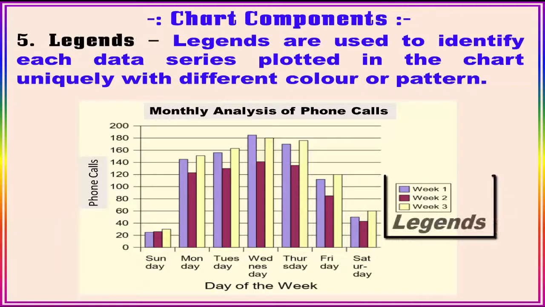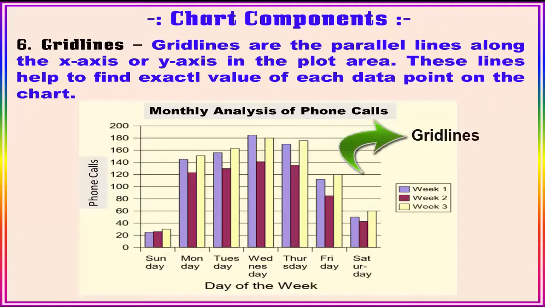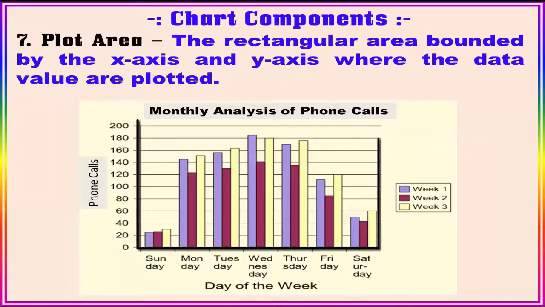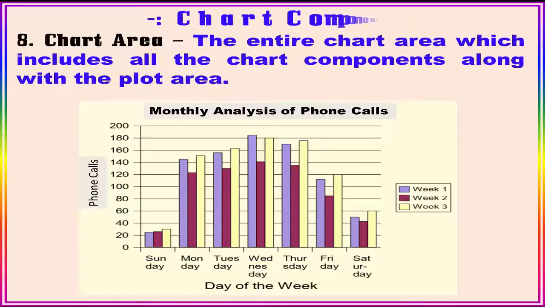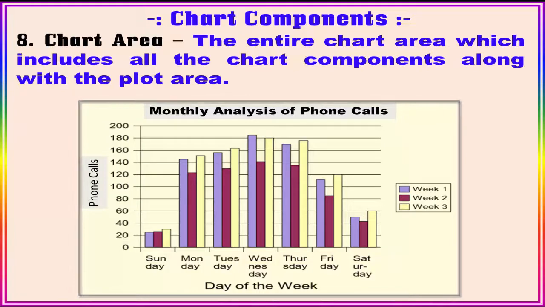These are used to identify each data series plotted in the chart uniquely, with each different color or pattern. The sixth one is the grid lines. These are the parallel lines along the x and y axis in the plot area. The seventh one is the plot area. It is the rectangular area bounded by the x and y axis where the data values are plotted. The eighth one is the chart area. The entire area which includes all the chart components along with the plot area is called the chart area.